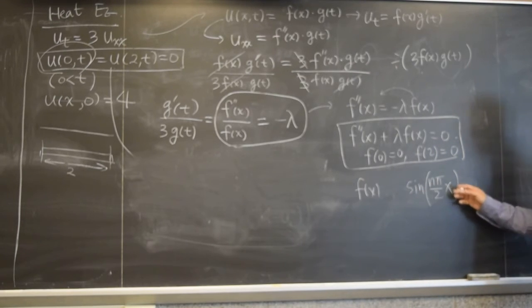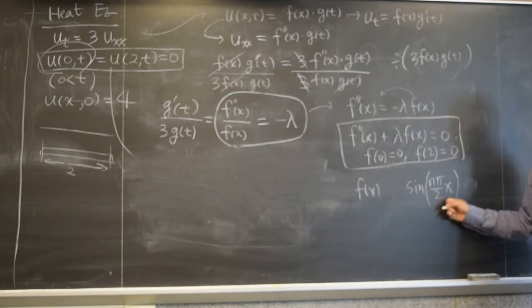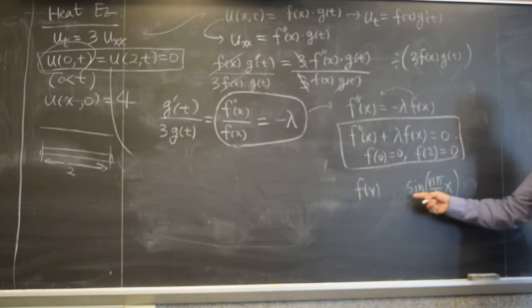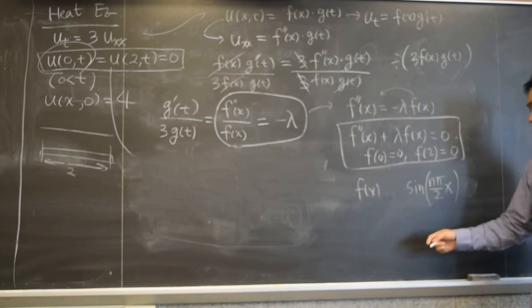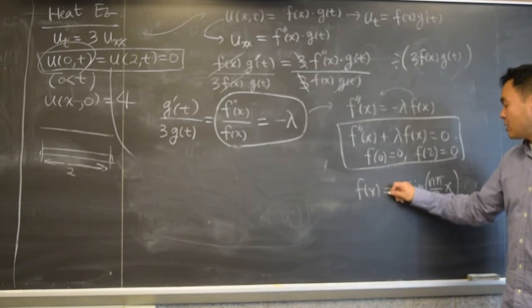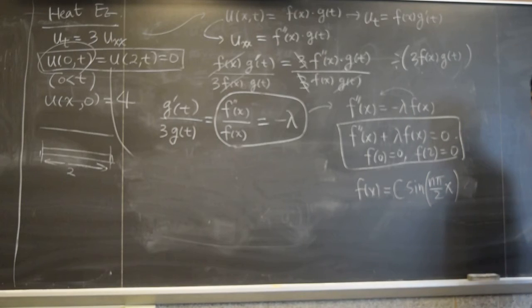Okay, and these ones, if you plug in 0, you get sine 0 equals 0. If you plug in 2, 2 over 2 cancels, and you get sine n pi, which is 0. So this perfectly matches everything, right? This one, and it should satisfy this. So I know that f of x is some constant times that.